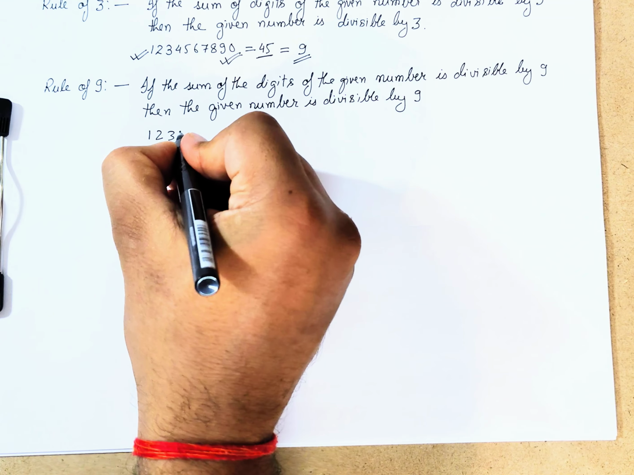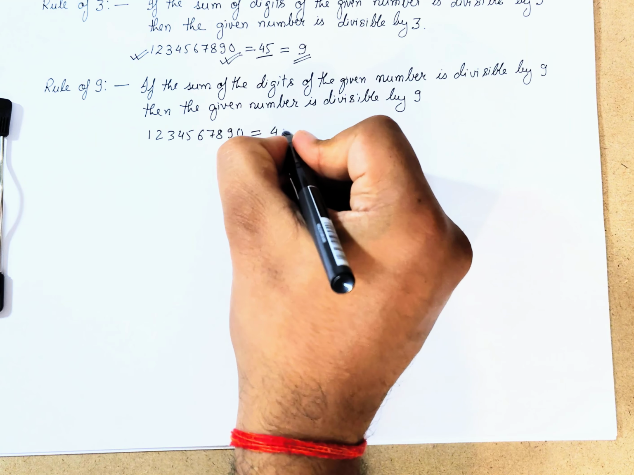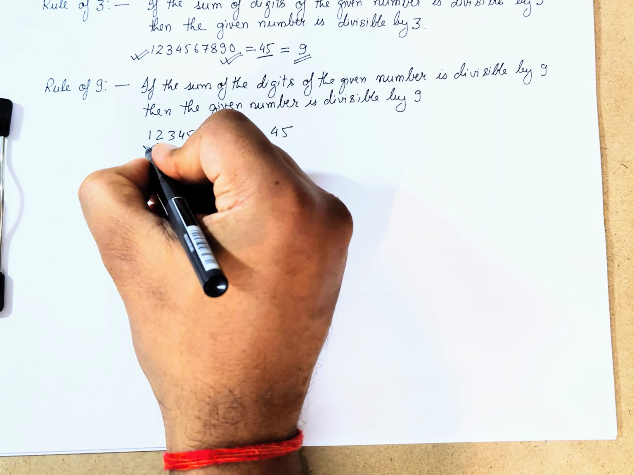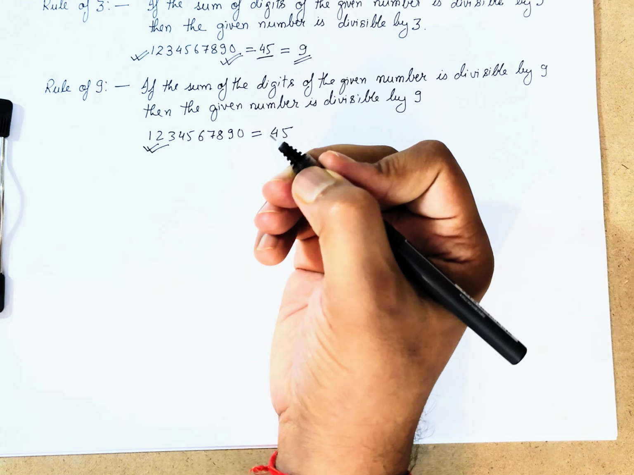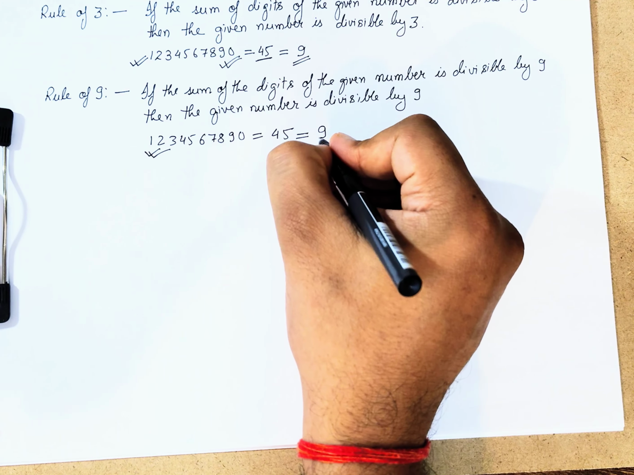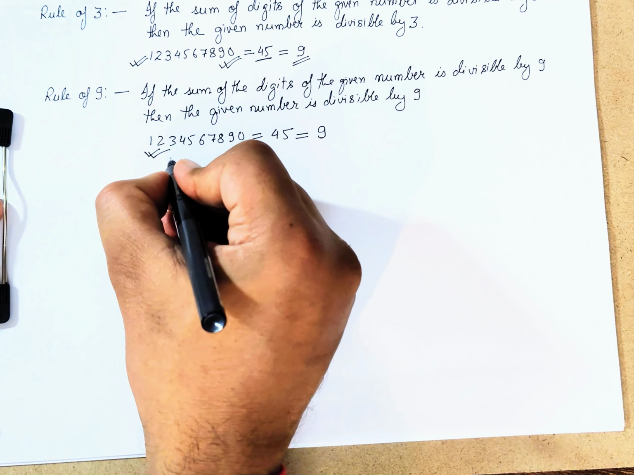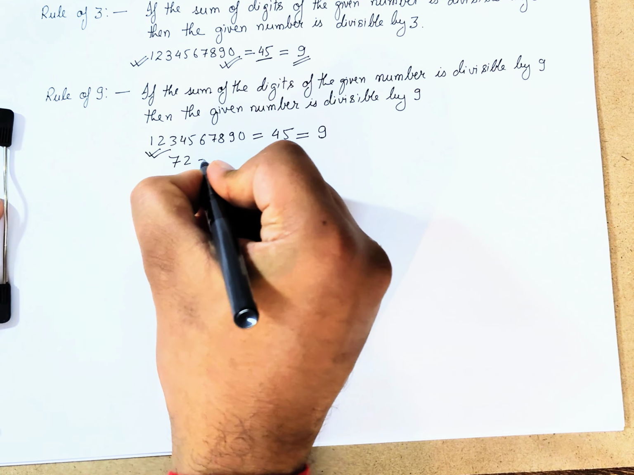We have 1, 2, 3, 4, 5, 6, 7, 8, 9, and 0. The sum is 45, which is divisible by 9, so this is divisible by 9 as well. Now, if you take the sum of the digits of the result from the previous summation till a single digit, you will find that if a number is divisible by 9, the sum of the digits till a single digit will always be 9. In this case also, 4 plus 5 is 9. Say 72: 7 plus 2 is 9. This is divisible by 9.